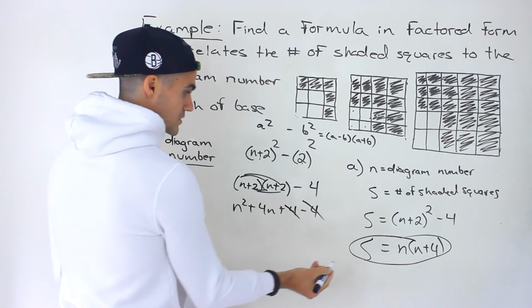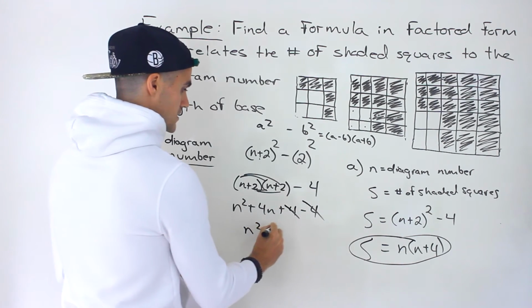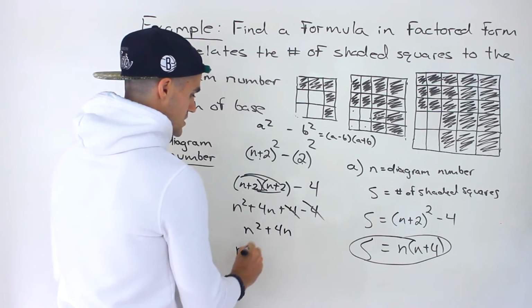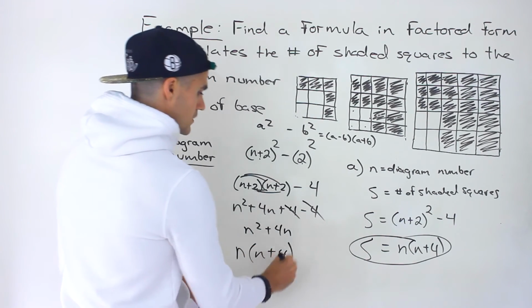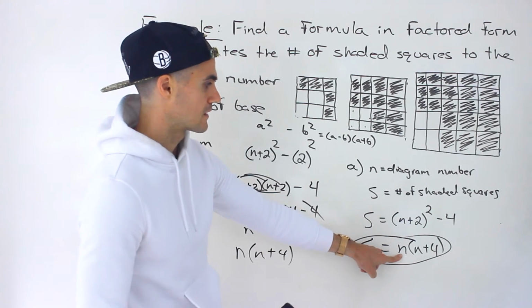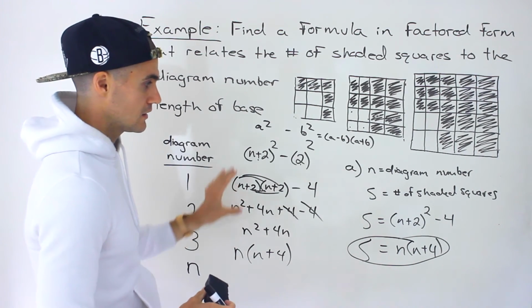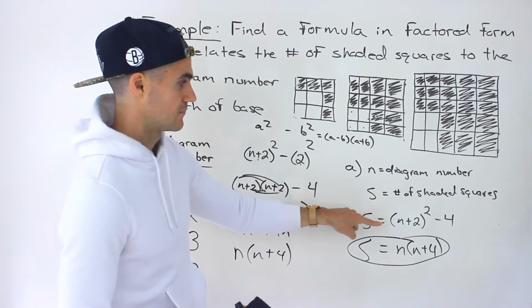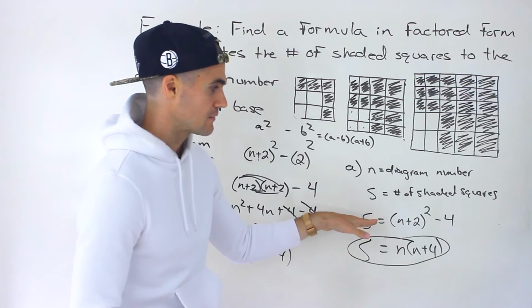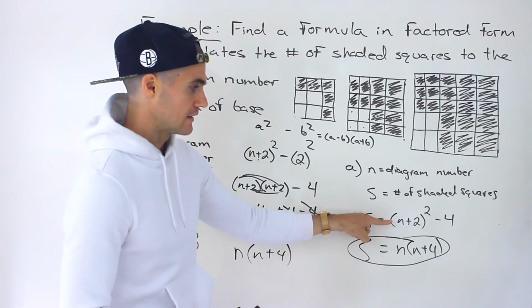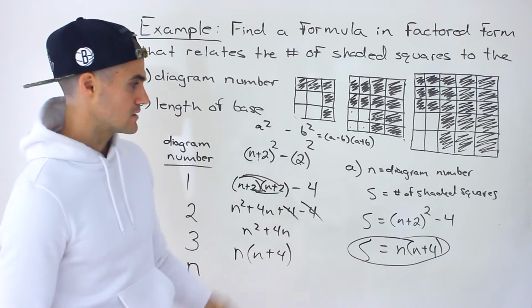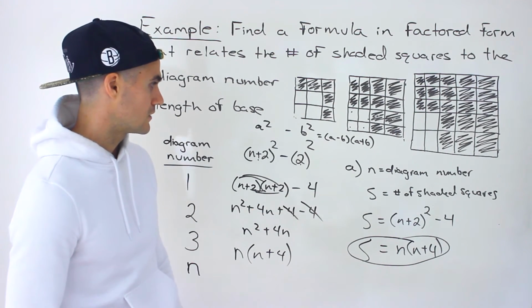And then notice the 4's here cancel out. So you'd have n squared plus 4n, and then you could factor this. You could just take out an n, and you would still end up with that same expression. So that's another way if you want to go about it that way. But personally, when I see something like this and I'm factoring, then I usually just recognize that as a difference of squares and then factor it like that.